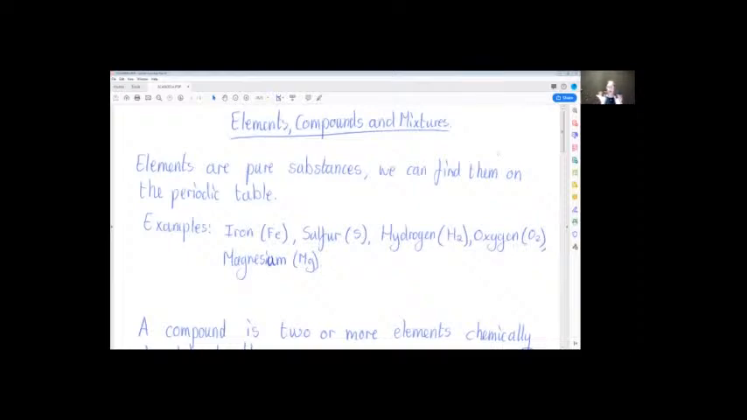Mention today, though, because that is a fairly big topic, actually, and I will cover that in a different session. So, what is the difference between elements, compounds, and mixtures?